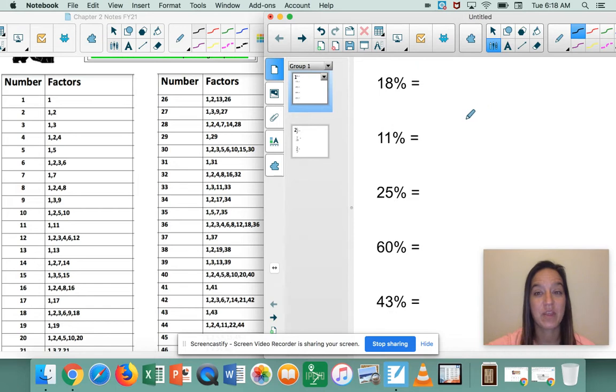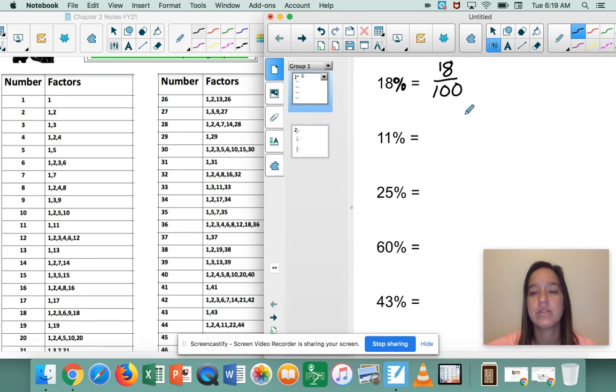Here we go. So I have 18%. What we learned yesterday is that in order to take this and put it into a fraction, we're going to take the percent and put it over 100. Now, if you recall, we put it over 100 because the percent sign means 100, but also because percent is out of 100. So it would make sense to put it over 100.